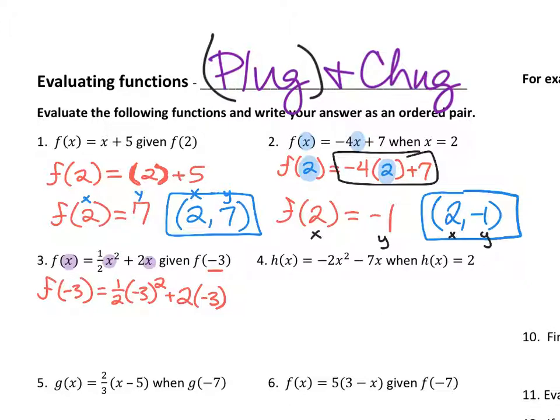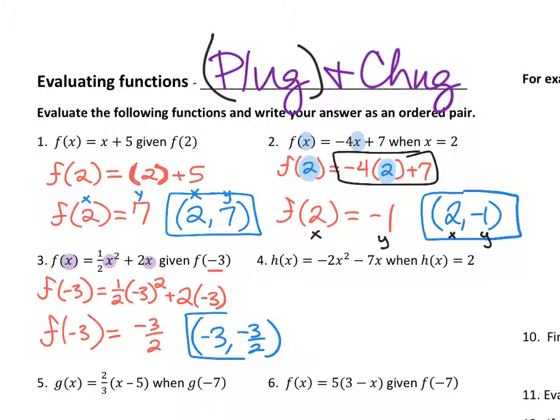Right on. So once we've chugged it out in our calculator, we know that f of negative 3 is equal to negative 3 halves, or negative 1.5, which means our coordinate is negative 3, comma, negative 3 halves, or negative 1.5. That's the ordered pair that goes with this function notation. If we were to graph this function, we're not going to today, we would have this coordinate on the curve.